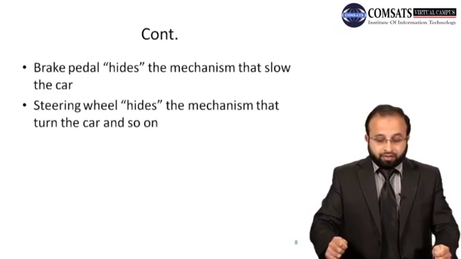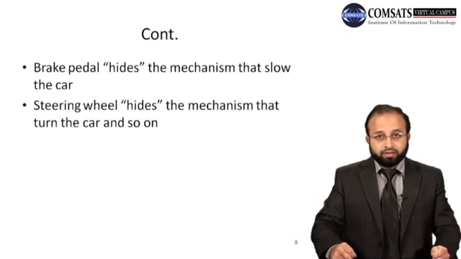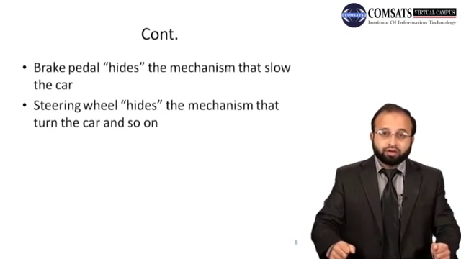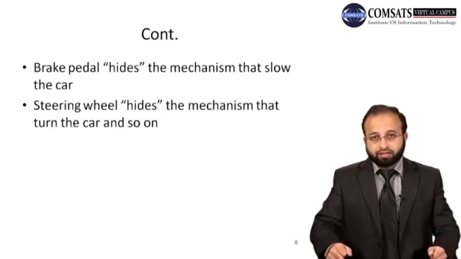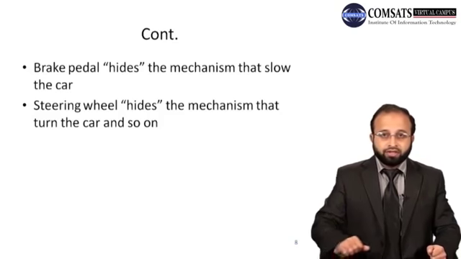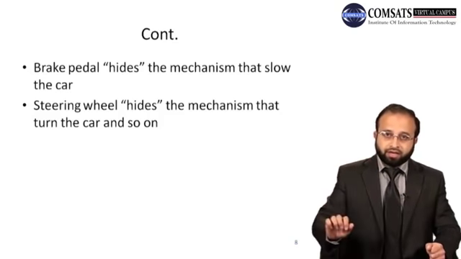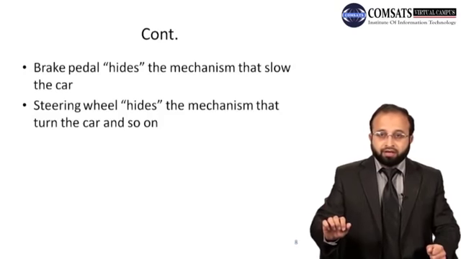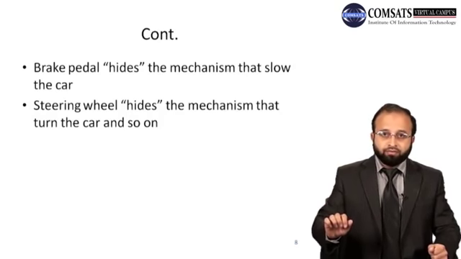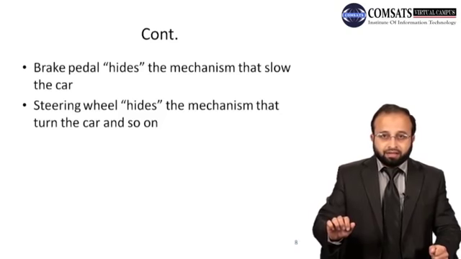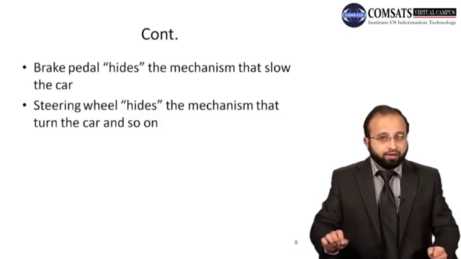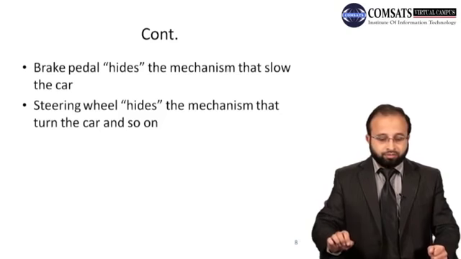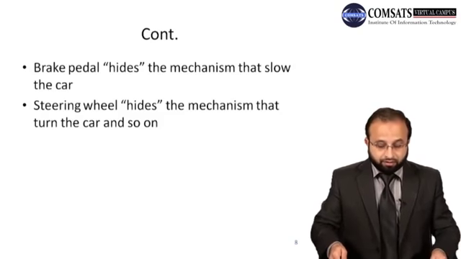So the steering wheel hides the mechanism that turns the car, and so on. Using the steering wheel, you can turn the car to the left side or to the right side, but you know if you turn that steering wheel to the right side, it will make the car turn right, but actually what parts are involved in making the wheels turn to the right side, you are unaware of these things, right? So this means that a steering wheel hides the mechanism that turns the car. So there are a lot of examples like this in a car.